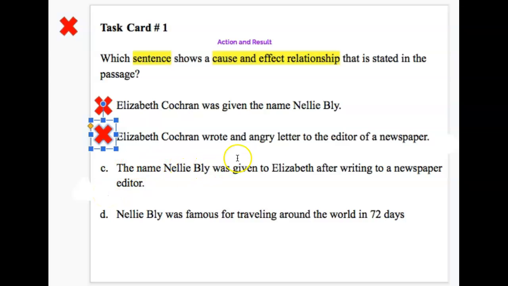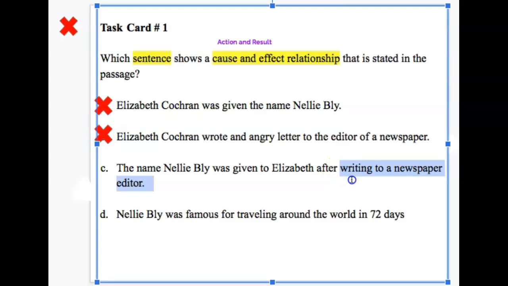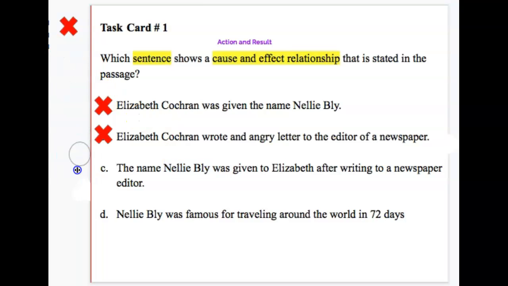The name Nellie Bly was given to Elizabeth after writing to a newspaper article. If we look here, we know our action. The action is that she wrote to the newspaper editor, and as a result of that, he loved her writing so much, he gave her the name Nellie Bly and asked her to write for him. Okay, if you notice, that's giving us the action and the result that we need. The last one says Nellie Bly was famous for traveling around the world in 72 days.